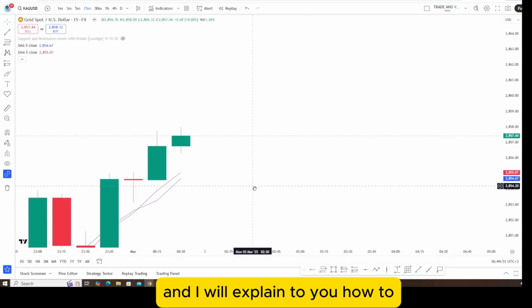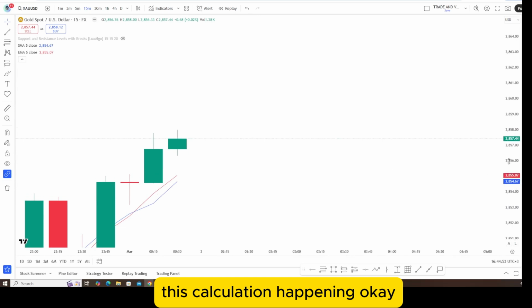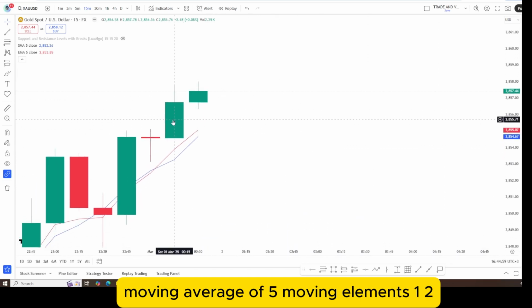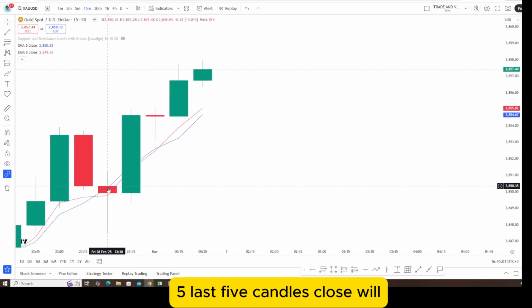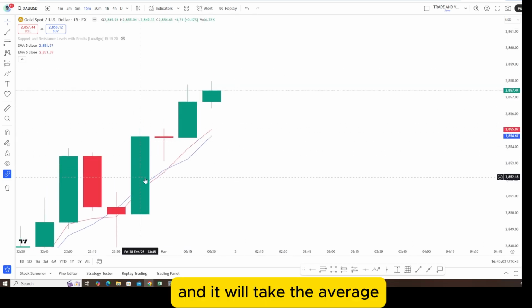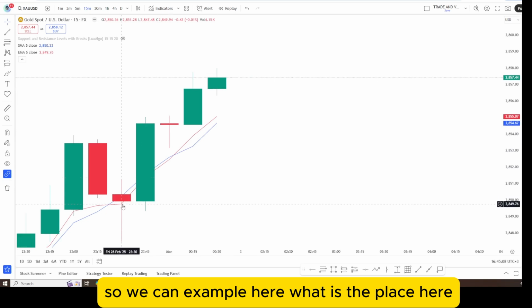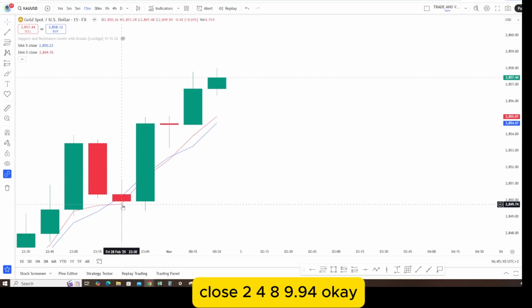And I will explain to you how this calculation happens. A 5 moving average means 1, 2, 3, 4, 5. The last 5 candle closes will be taken and averaged. Then it will plot the line here. So we can take an example here. What is the price here at close?